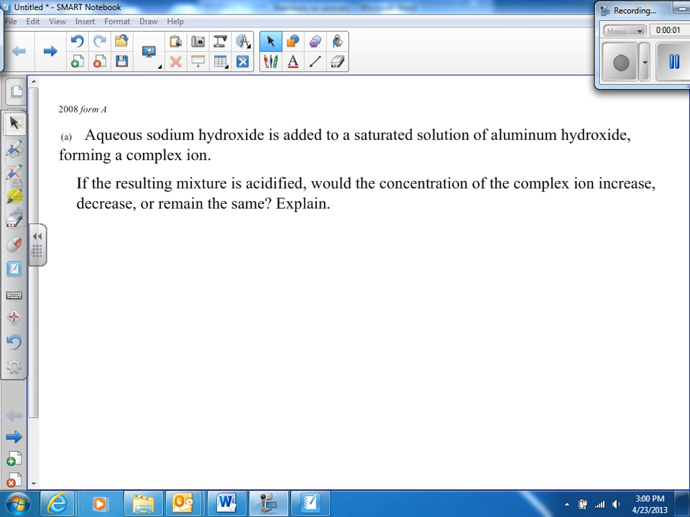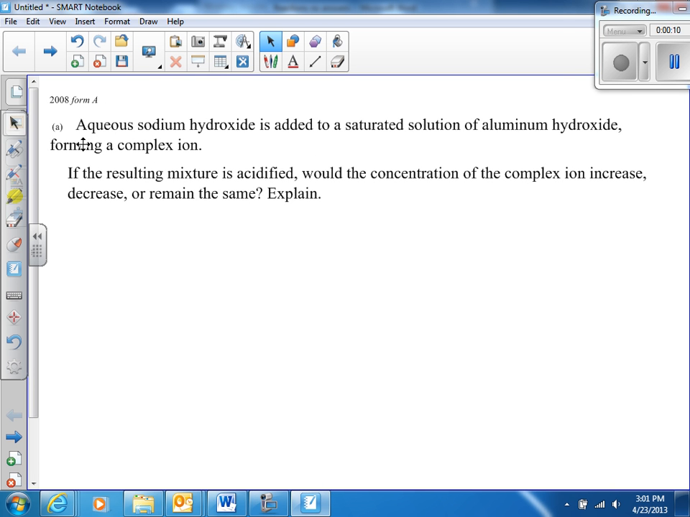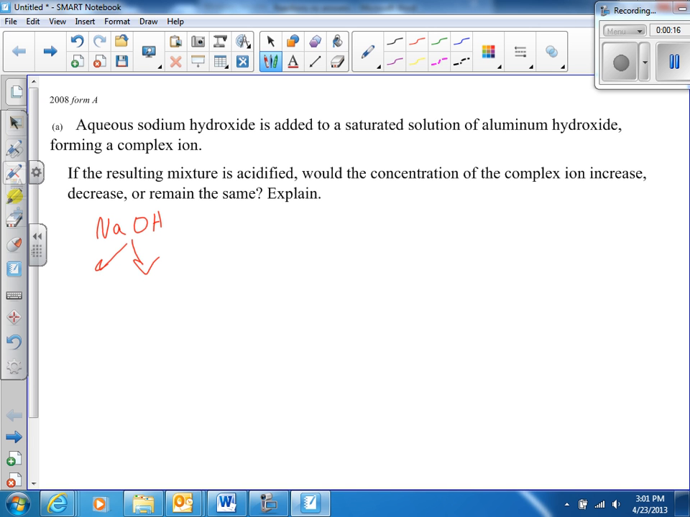We're doing more reactions. 2008 Form A. All right, we have aqueous, which means that we are going to have NaOH, but it's going to split because it's aqueous. And we have a saturated solution, so that means we're going to have some solid aluminum hydroxide.